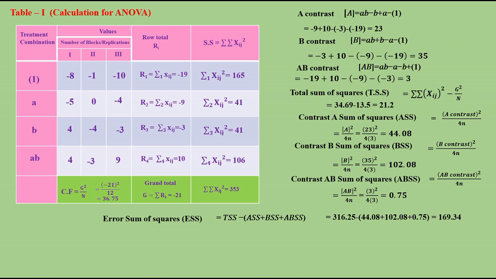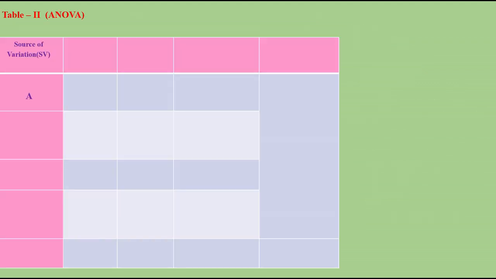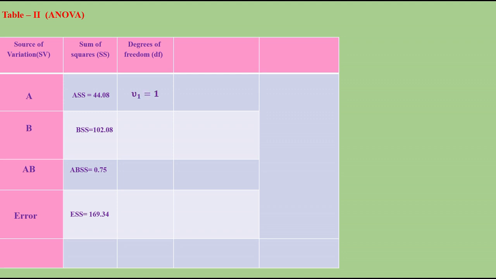Then prepare the ANOVA table. Source of variation: small a, small b, small ab, then error. Instead of small a, small b, small ab, already there in the previous table, I am using capital A, capital B, capital AB, so no problem with that. Sum of squares: ASS, BSS, ABSS, and the error sum of squares. Then degrees of freedom: A, B and AB all 1. Then error is 4 times (n minus 1), which is 8.